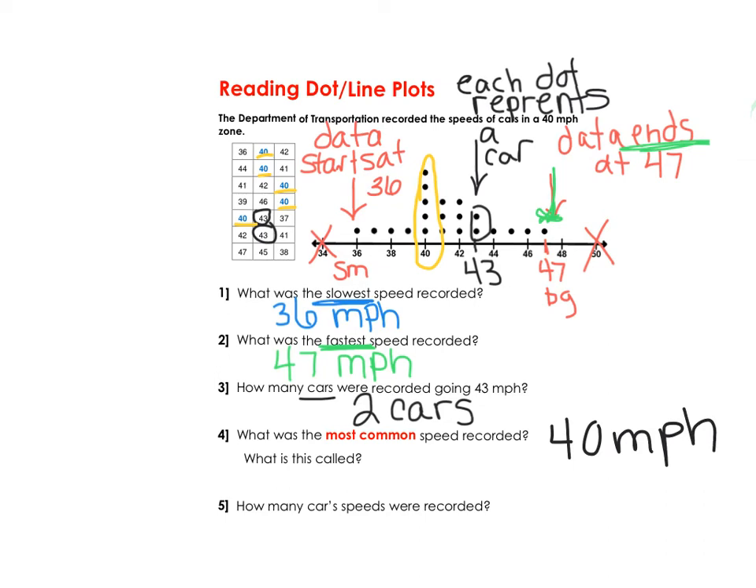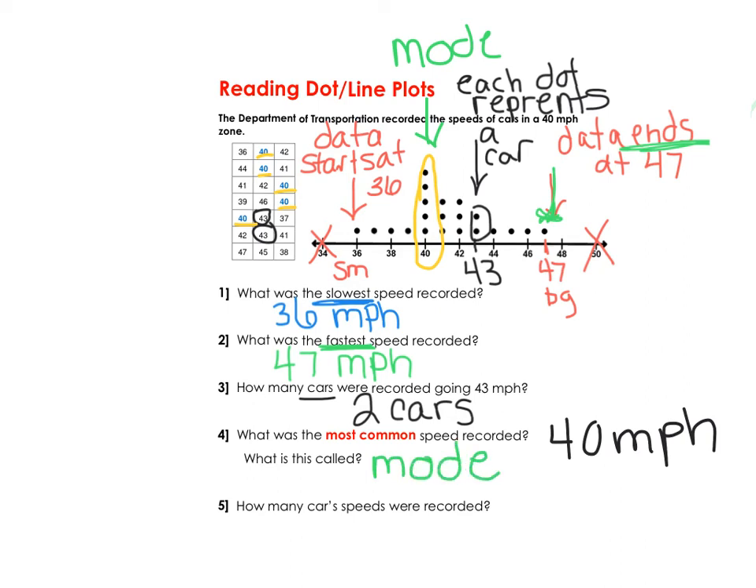And what is this called? Remember, we talked about it before, that the number that occurs most often, we call this the mode. So the most common speed is also known as the mode.